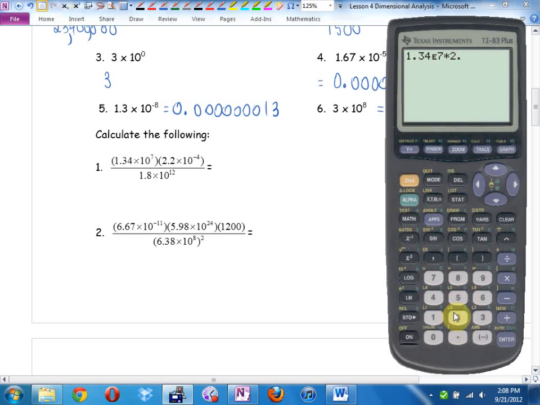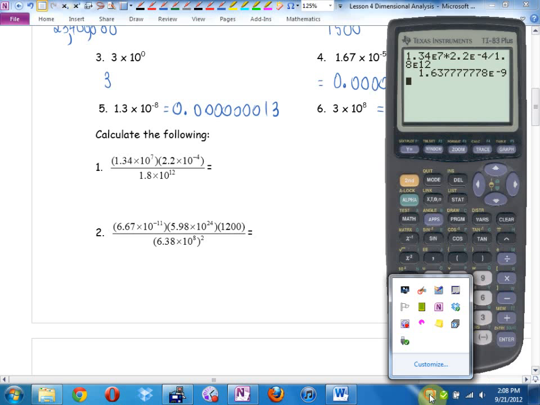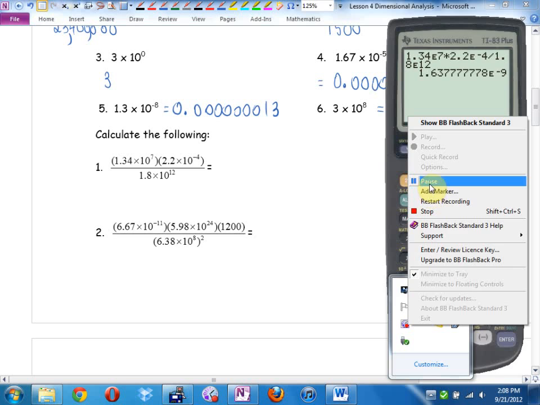And then we need to get your answer to display in scientific notation, which is also going to be an adventure for some of you, depending on your calculator. And I will come around and assist you shortly. But the answer that you're looking for is 1.634 times 10 to the negative 9. If you can't get that to appear, now is your chance to call me, and I will help you.